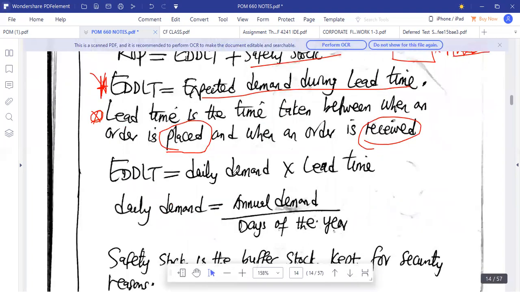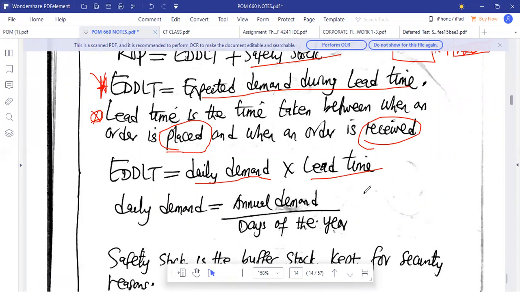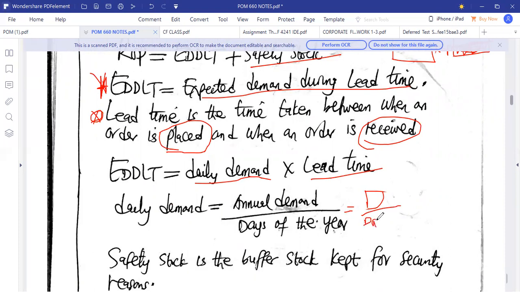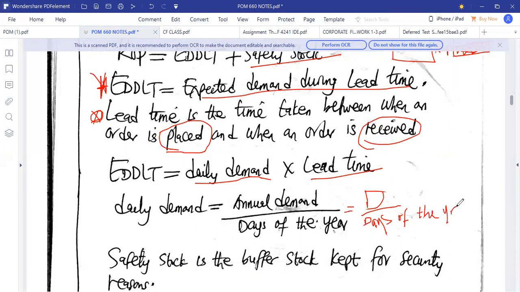Expected demand during lead time is equal to daily demand multiplied by lead time. Now, what is the daily demand? Daily demand is equal to annual demand divided by the days of the year. This is how you get the daily demand.